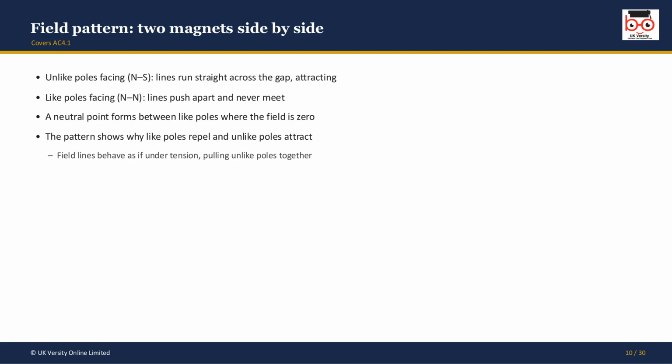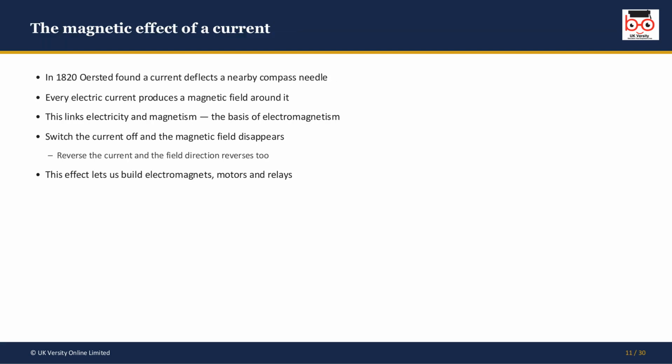The pattern is a lovely visual explanation of why like poles repel and unlike poles attract, with the lines behaving almost as if they're under tension. Here's the discovery that links electricity and magnetism.